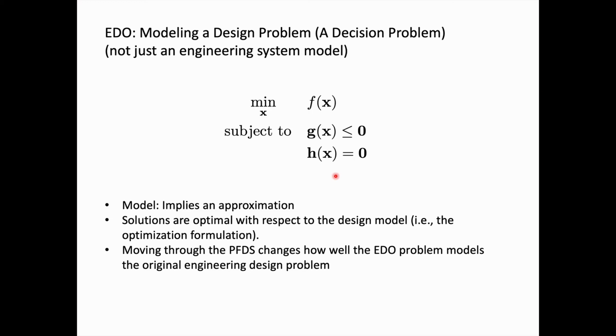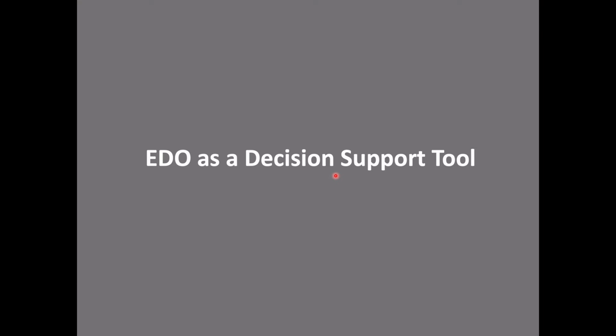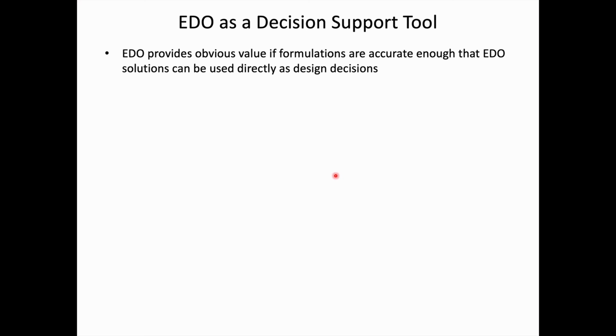The solution to the optimization problem is not necessarily then going to reflect what design we should actually choose for the real engineering design problem. Let's talk about engineering design optimization as a decision support tool. Engineering design optimization provides value if the formulations are accurate enough such that the solutions can be used directly as design decisions. That's an obvious value, but this requires a high accuracy formulation.